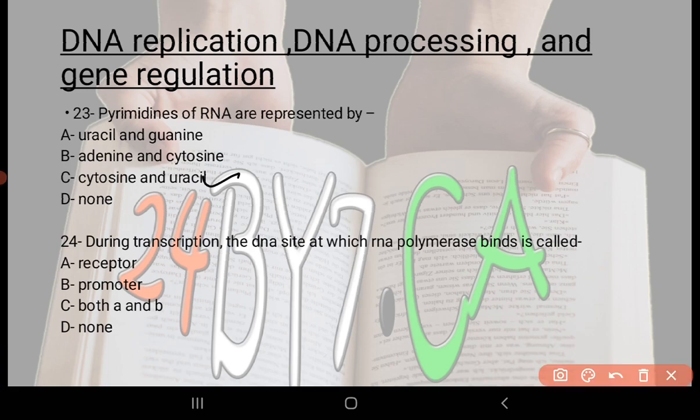During transcription, the DNA site at which RNA polymerase binds is called: A, receptor, B, promoter, C, both A and B, or D, none. So the right answer will be option B, promoter. During transcription, the DNA site at which RNA polymerase binds is called the promoter. Okay. Next question.